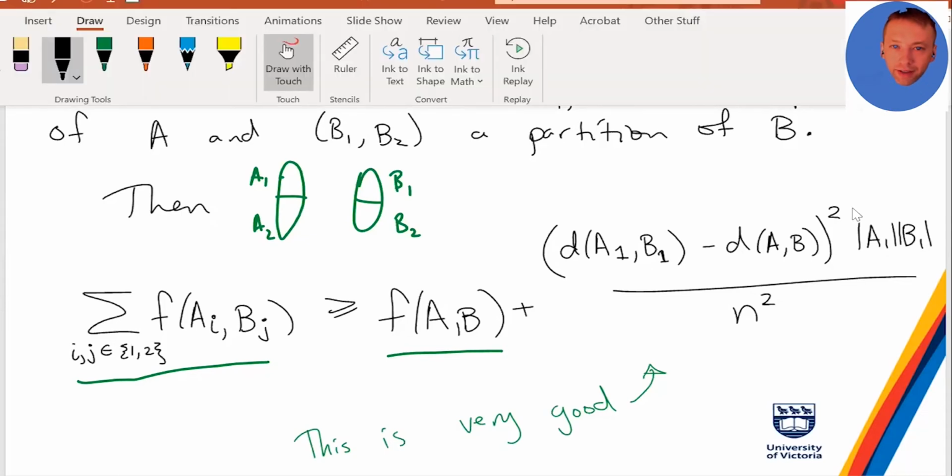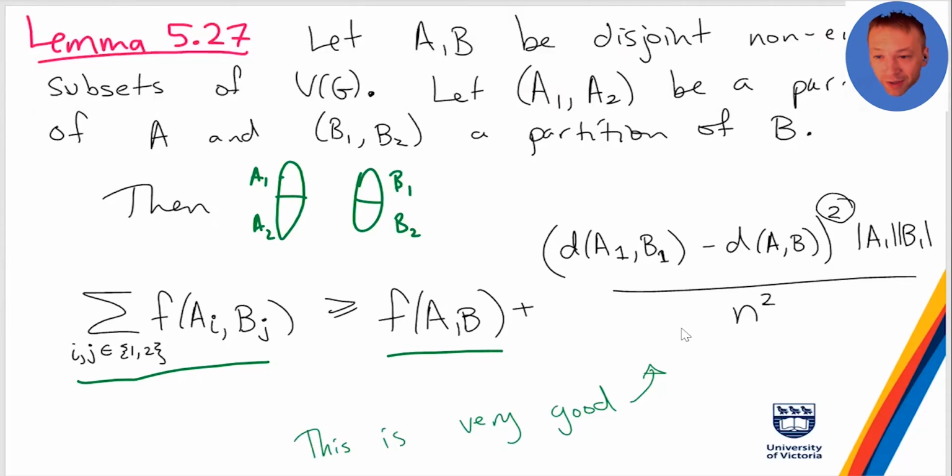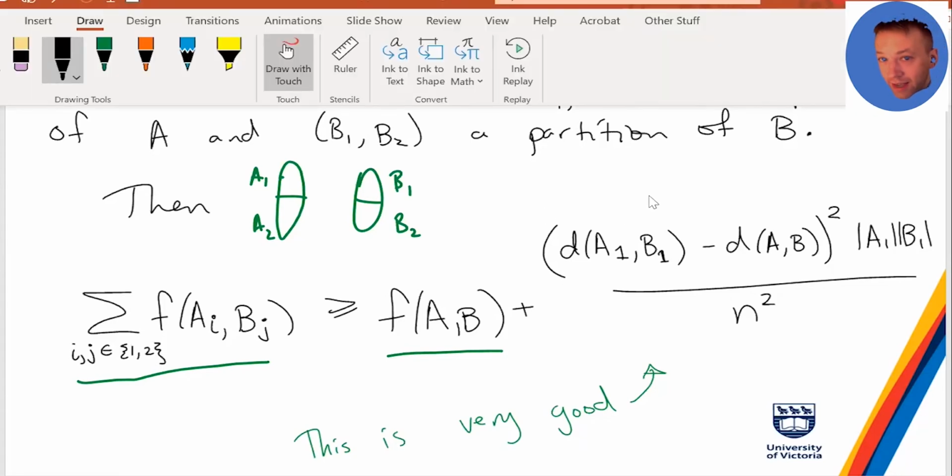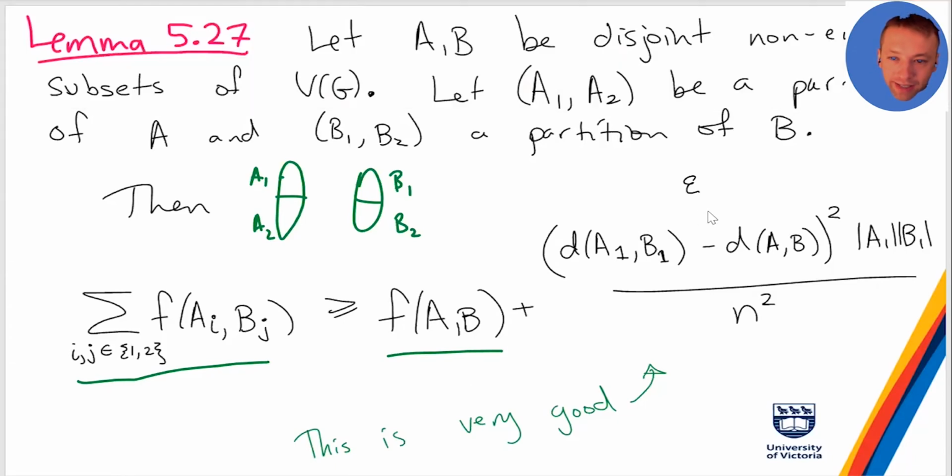And the good thing about this being squared is that when you square a number, whether it's positive or negative, the square is positive. So what this is saying is that if the density of A1, B1 differs substantially from the density of AB, let's say it differs by epsilon, then we're going to be able to say that this is at least epsilon squared.